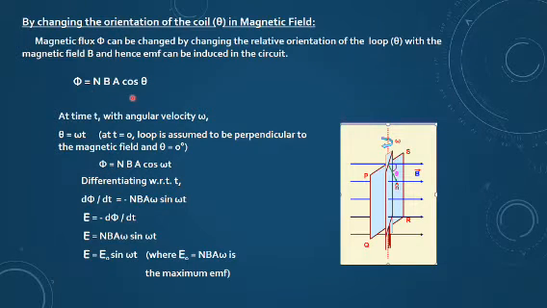Phi is NBA cos theta. If theta is moving with angular velocity omega, then you can replace theta by omega t, and you can write the formula as NBA cos omega t. When you differentiate it with time, d phi by dt, NBA is constant. So you have to take the derivative of cos omega t, which is minus sin omega t into the derivative of omega t. The derivative of omega t is omega.